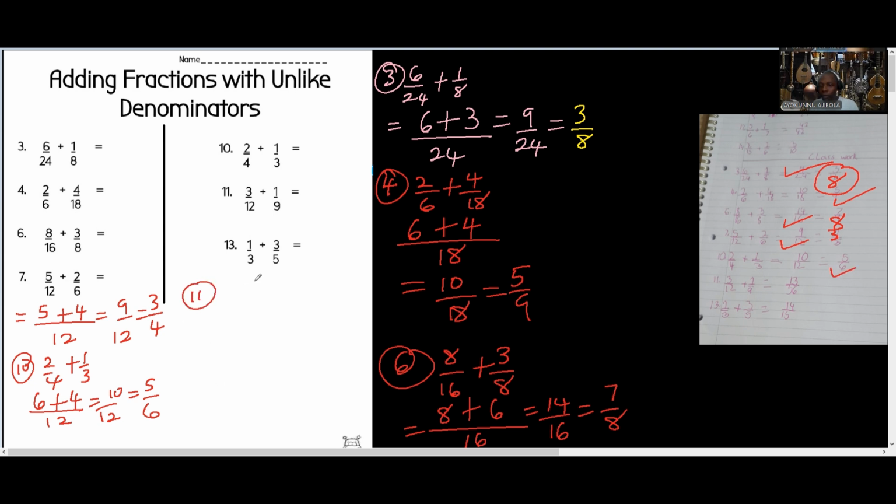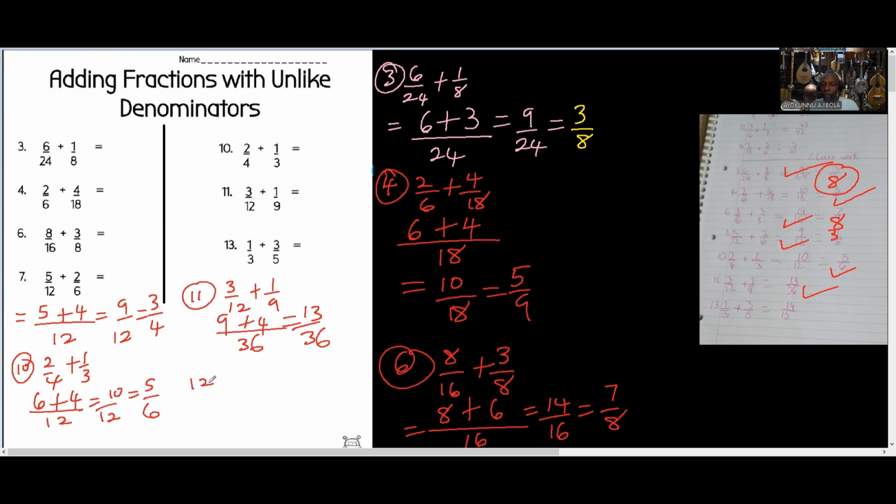Then number 11, we have 3 over 12 plus 1 over 9. LCM is 36. So 12 here 3 times 3, 9. 9 here 4. So that's 13 over 36, and we can't reduce it.